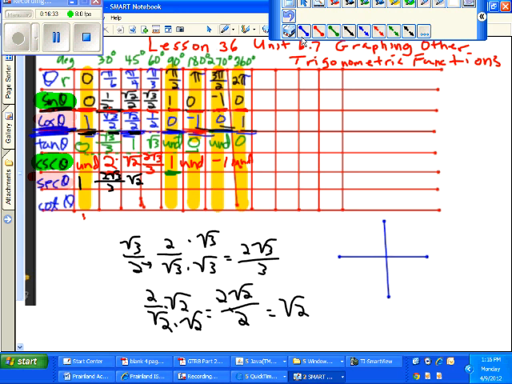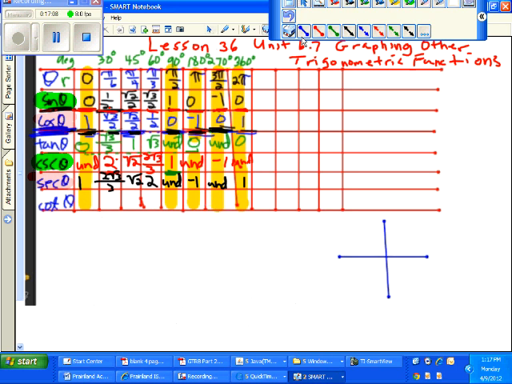Pi over 3 was a half. What's the reciprocal of a half? 2. Now it's starting to get easier. The cosine of pi over 2 is 0. What's the reciprocal of 0? Undefined. Negative 1's reciprocal, negative 1. 0's reciprocal, undefined. 1's reciprocal, 1. And so we have our most important memory work for secant, which we really got from cosine. And I'll get rid of this down here.